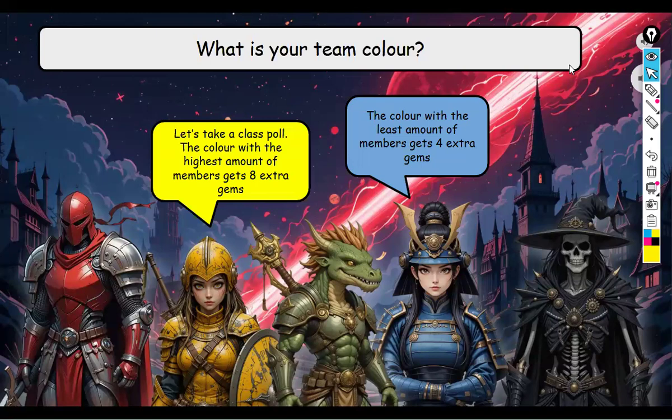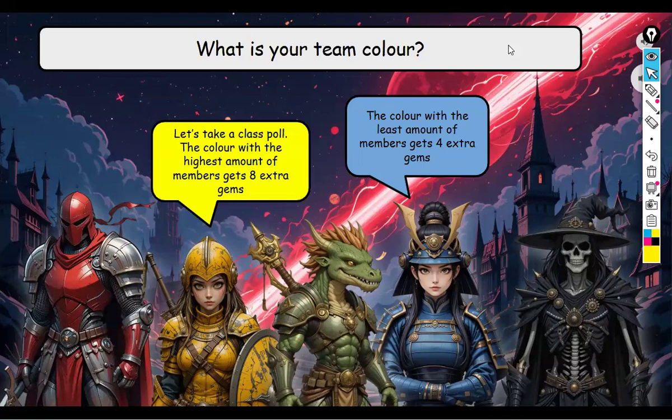Let me see. Closing off the polls, and people are now voting. All right, you're going to be kind of surprised which one is the most popular one here. So let me end the poll and I'm going to share the results. There is a tie for the most popular. So yellow, green, and black tie for first place. So everybody in yellow, green, and black gets 8 extra gems.